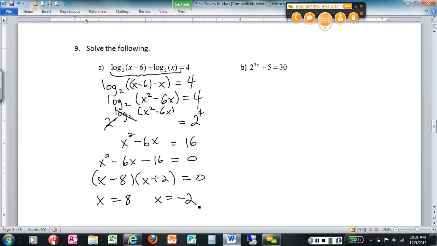However, what about it? Both of them work? One of them doesn't work. Why not negative 2? If you plug in negative 2 up in your original equation, that would give you the log of a negative number. So we don't want that, so it looks like 8. 8 is it.